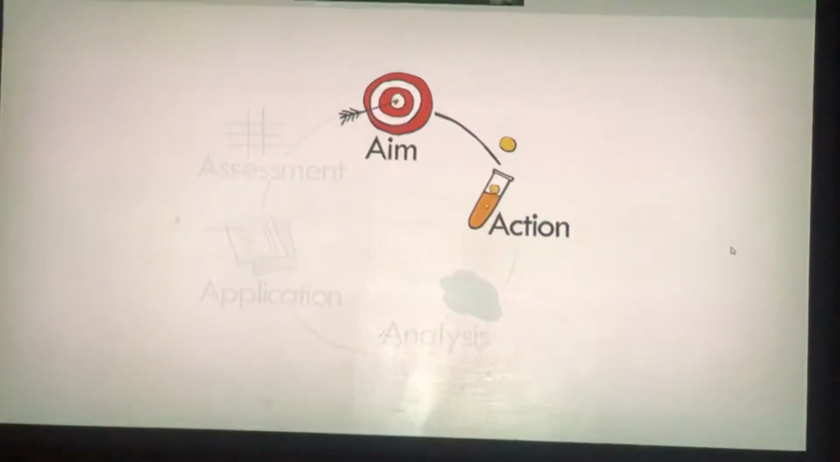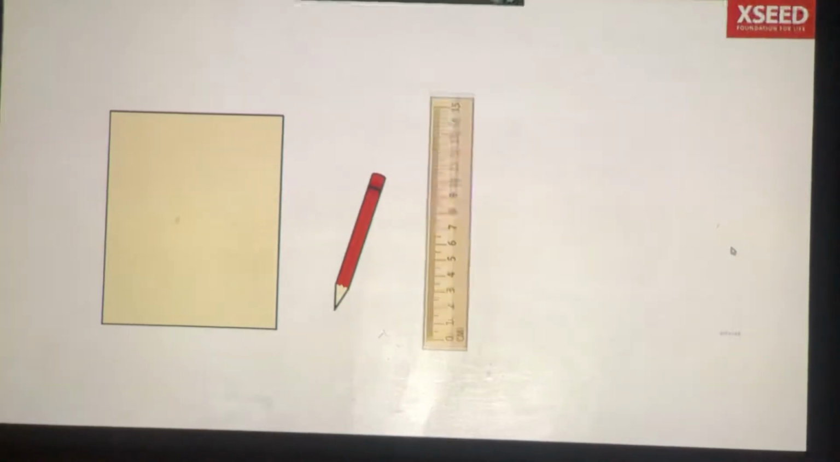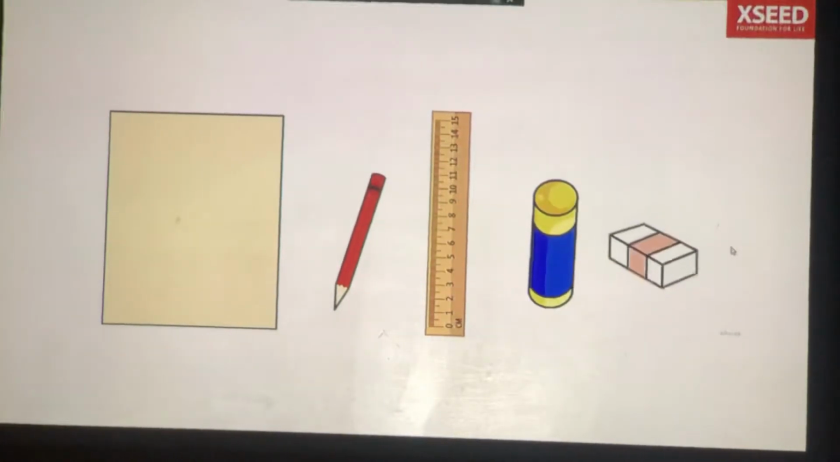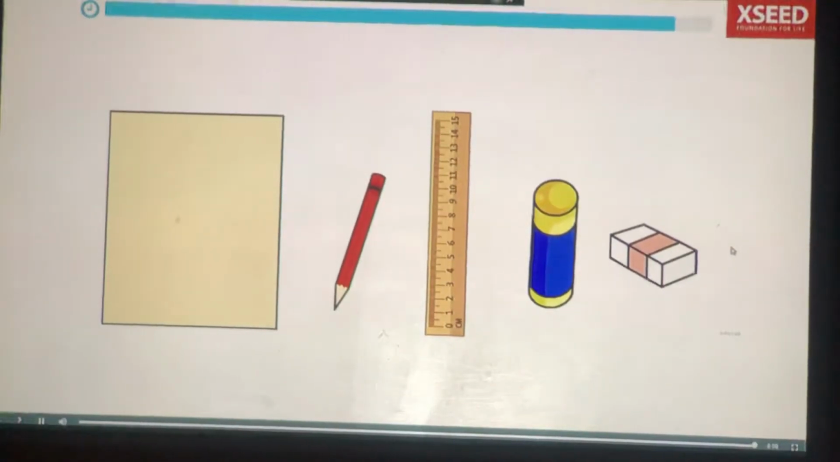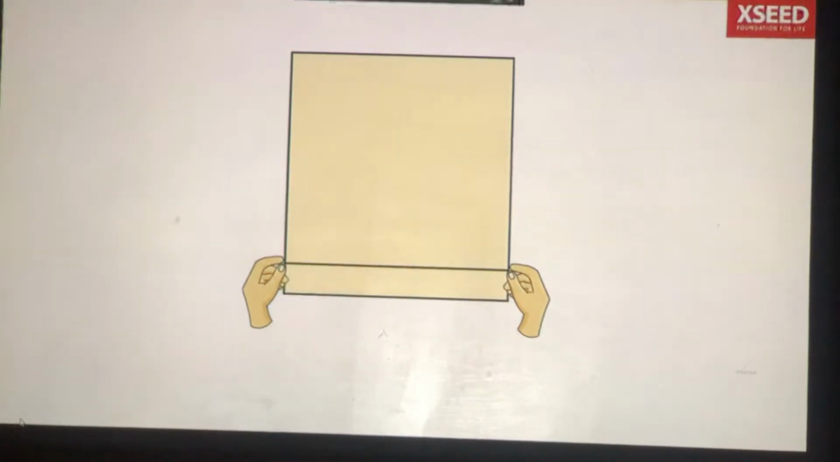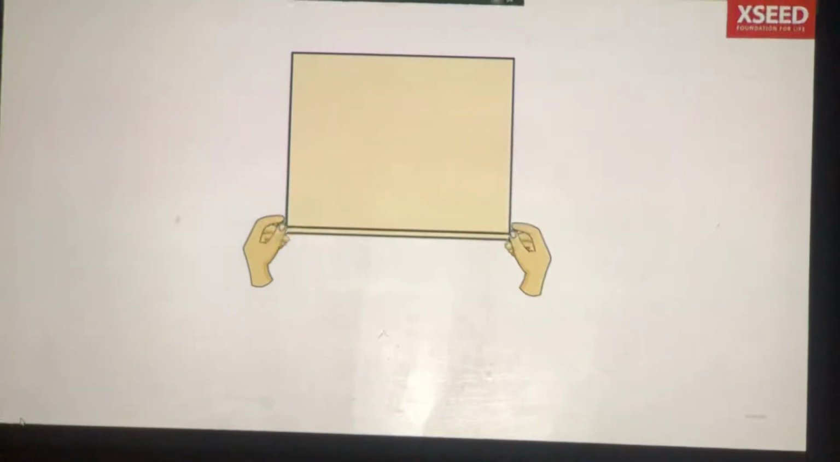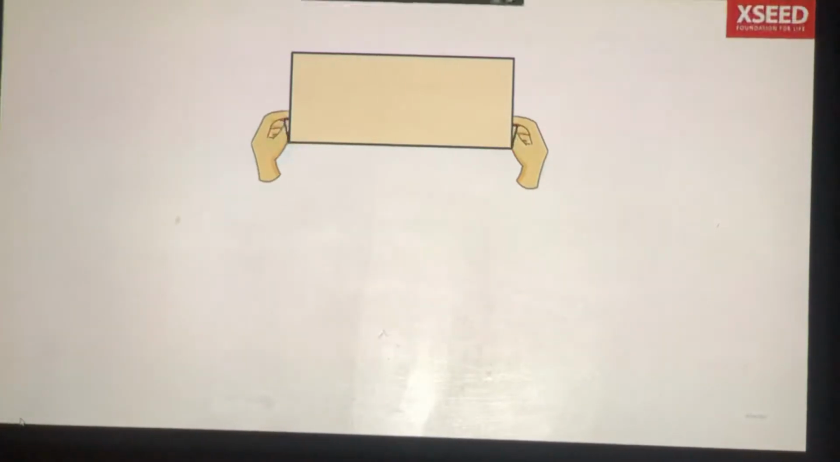Time for a quick activity. Let's get started. Take out a sheet of paper, a pencil, a ruler, a glue stick, and an eraser. We're going to make a paper fan. Fold a sheet of paper inwards like this. Then fold it outwards like this. Continue folding the paper in the same way until there is no more paper left to fold. Like this.